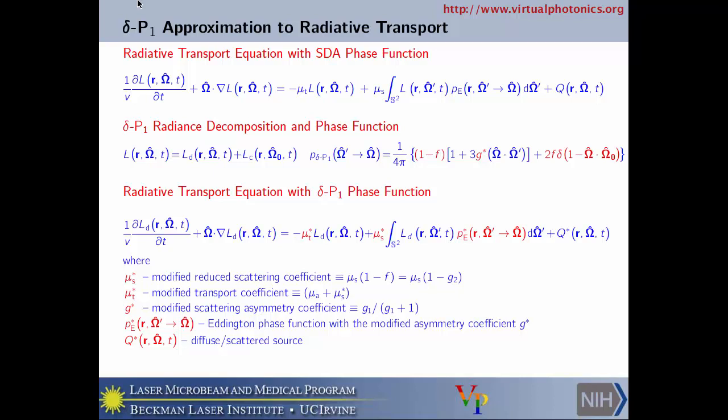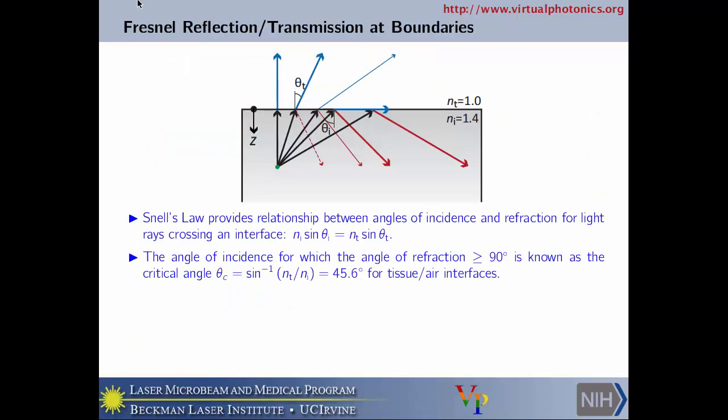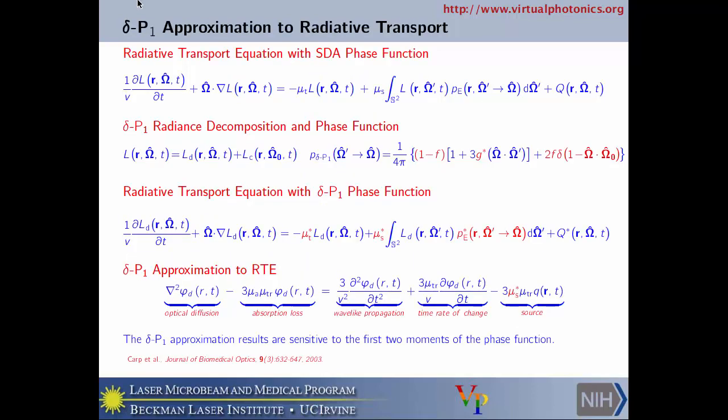So the introduction of this collimated term allows you to now not only deal with collimated sources much better, but also gives you some sensitivity to changes in the phase function. And in fact, there have been papers that have used the delta P1 approximation to actually estimate the single scattering asymmetry coefficient in turbid media with some success, okay? And yet the complexity in solving the equations is really no greater. Okay, so any questions on this before I move on to boundary conditions?